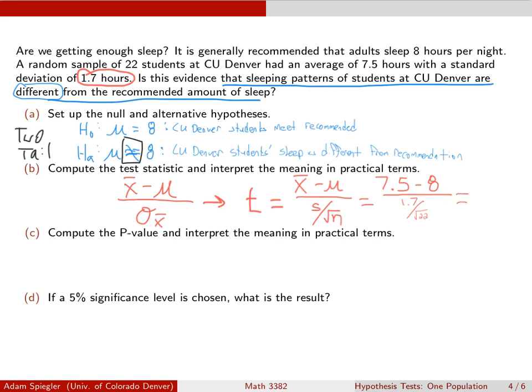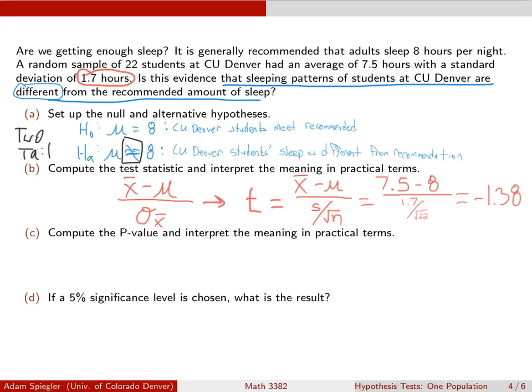And so if we calculate this test statistic, this comes out to a negative value. So it's about minus 1.3. And I'll round this off to 2 decimal places. So it's about minus 1.38.